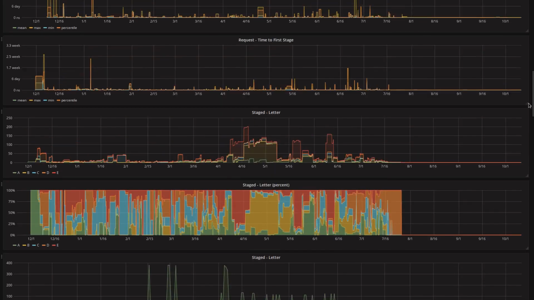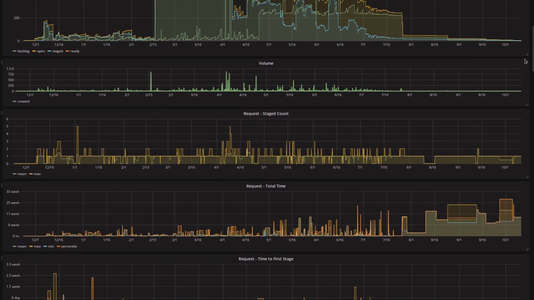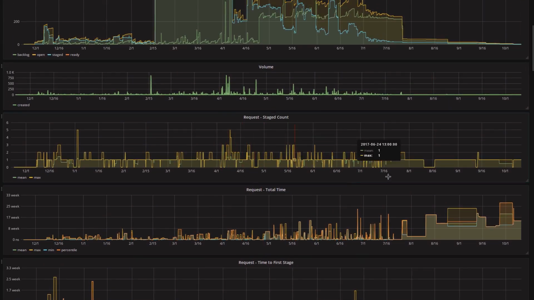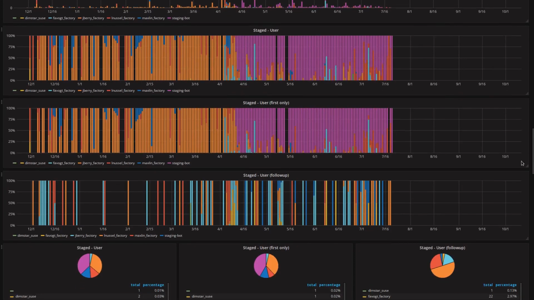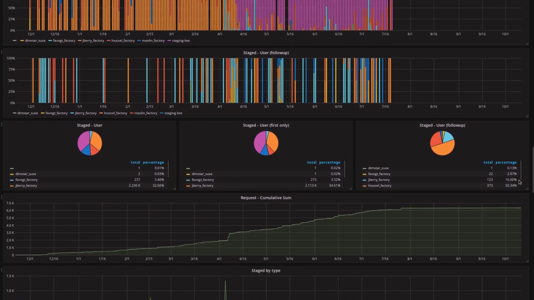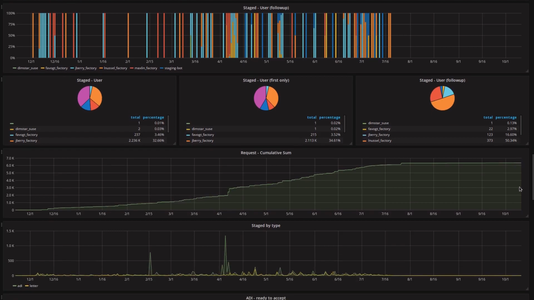If we go back and look at how many times the requests were staged, somewhere in here you see there's no appreciable change. Plenty of little spikes, but nothing overly interesting. Again, multiple staging isn't necessarily always a problem. It's a fact of the way the process works.